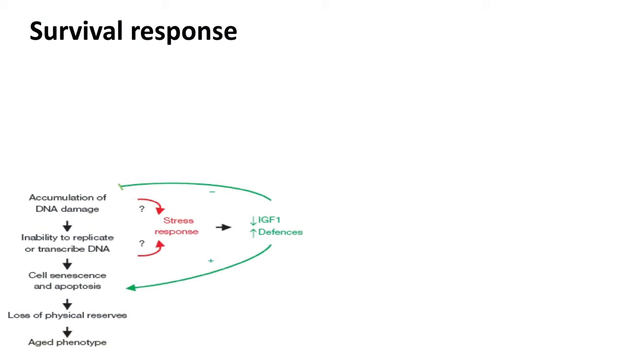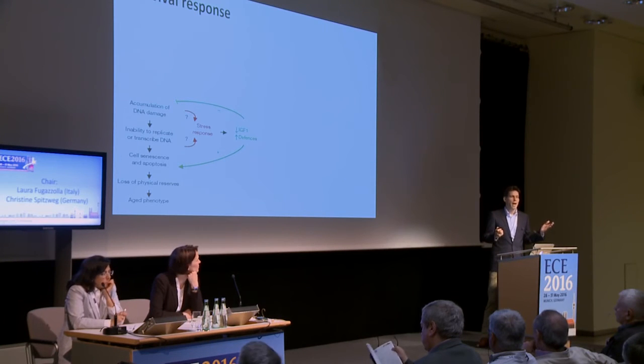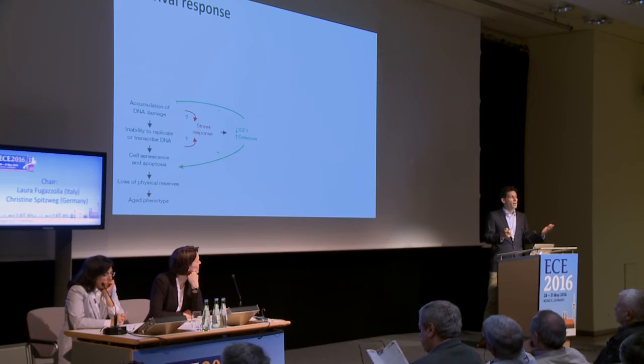So I would like to address this very important concept, which is called the survival or the adaptive stress response. So if DNA damage accumulates, resulting in the inability to transcribe DNA and in cell senescence, that contributes to the aging phenotype. And somewhere in this process, there is a trigger which elicits a so-called survival response, which includes an upregulation of antioxidant defenses and a downregulation of metabolism, of which the growth hormone IGF-1 axis is a prominent example.